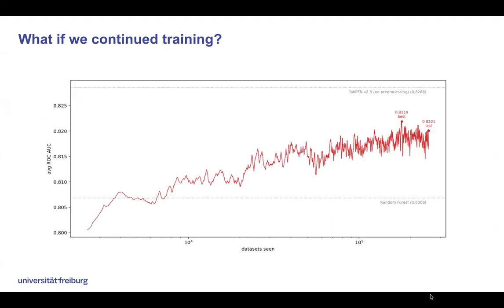Now, one natural question that comes up is, what if you continue pre-training? Maybe we would optimize for getting to random forest performance fast at the expense of not being able to surpass it. But as you can see here, we're actually able to surpass it by a few more percentage points in terms of average work.